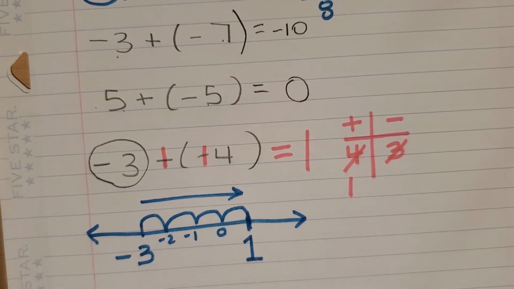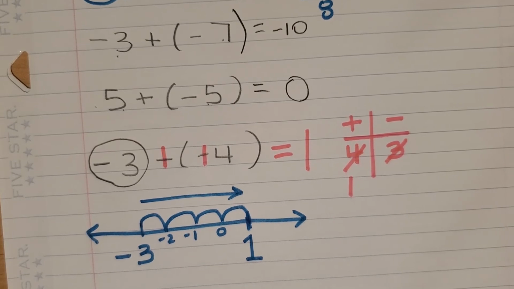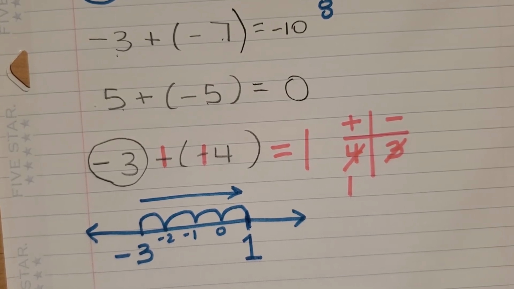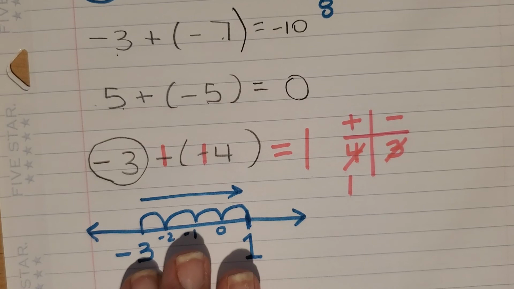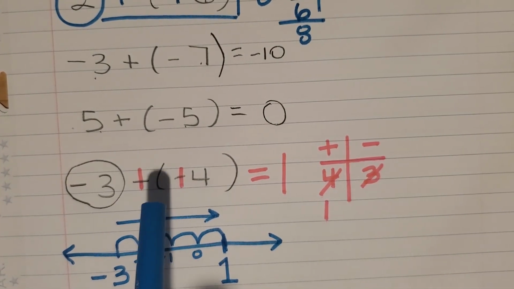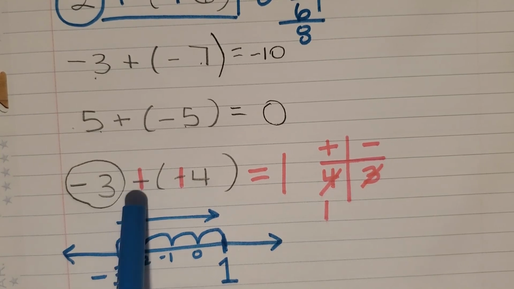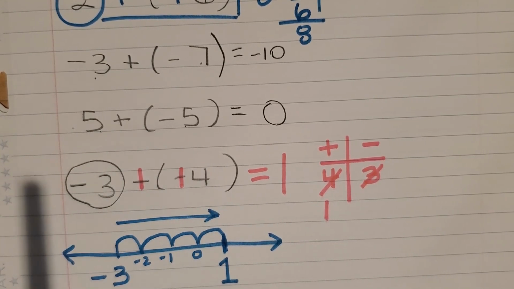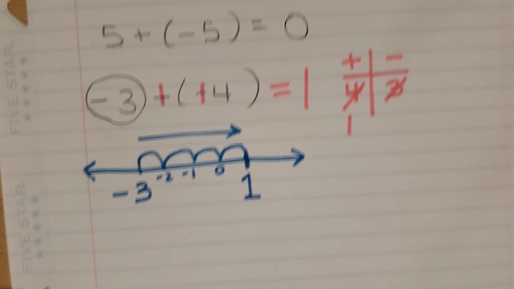So hopefully this helps. There's so many different methods to add and subtract integers. Just practice will help you. Try to imagine a number line. Try to imagine a scoreboard. Try to always, if it's subtraction, change it to an addition problem. That will help you. And I'm going to do just one more.